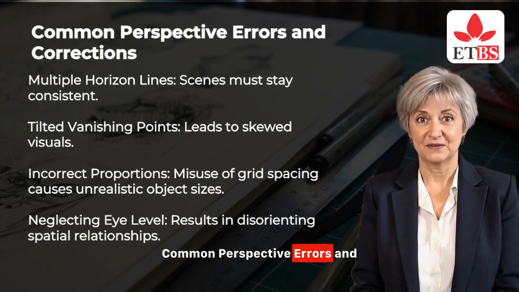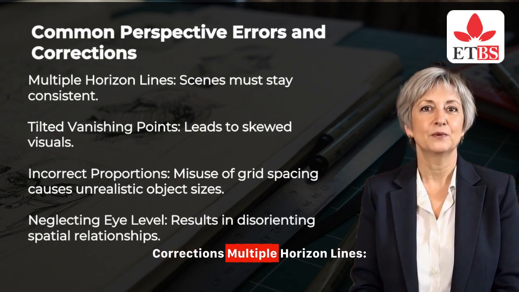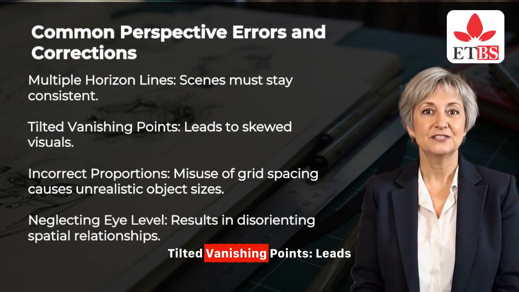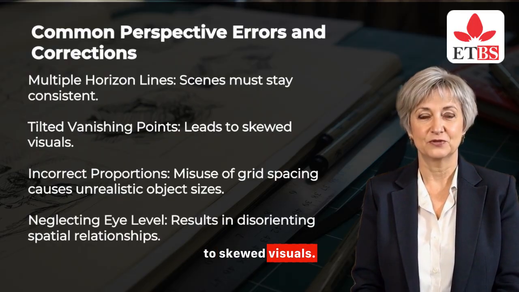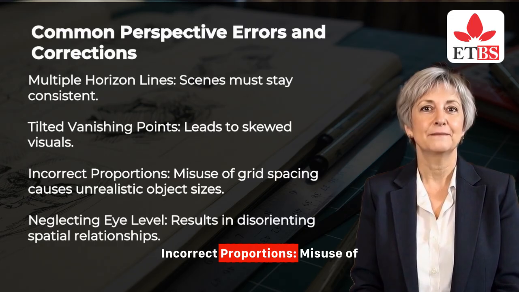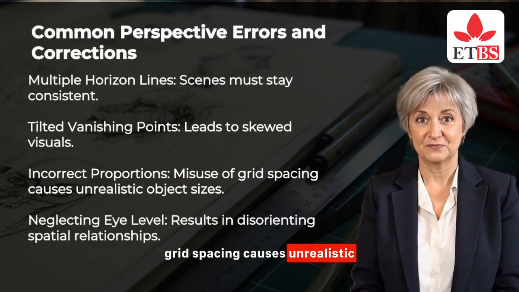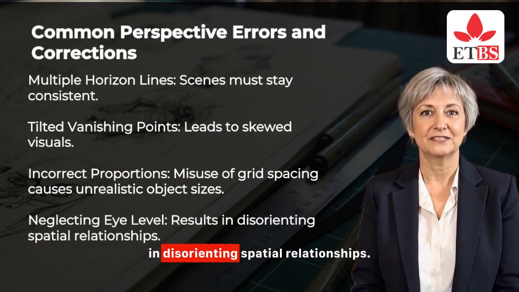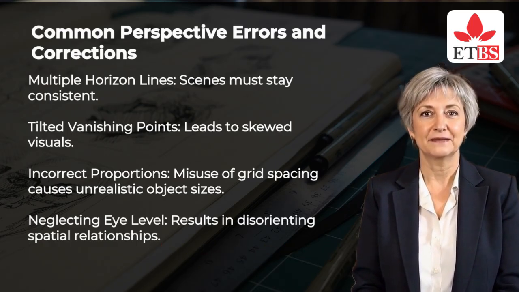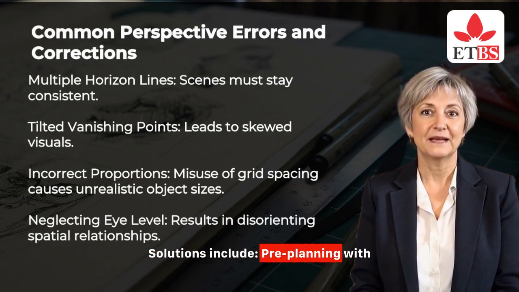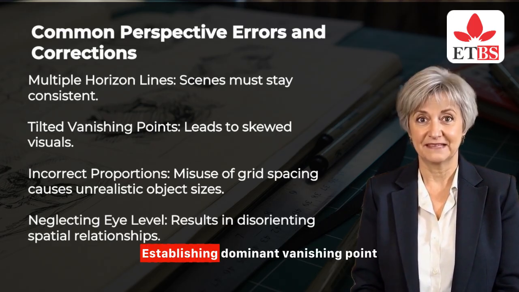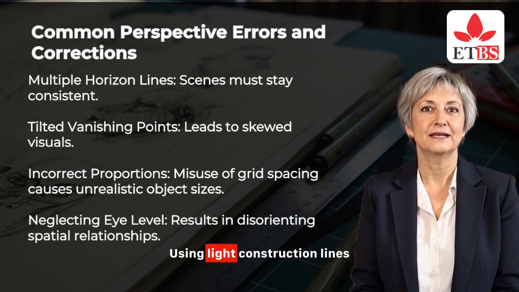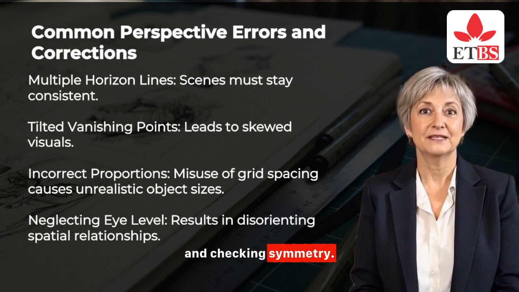Common perspective errors and corrections. Multiple horizon lines: scenes must stay consistent. Tilted vanishing points lead to skewed visuals. Incorrect proportions: misuse of grid spacing causes unrealistic object sizes. Neglecting eye level results in disorienting spatial relationships. Solutions include pre-planning with thumbnail sketches, establishing dominant vanishing point logic before detailing, using light construction lines, and checking symmetry.